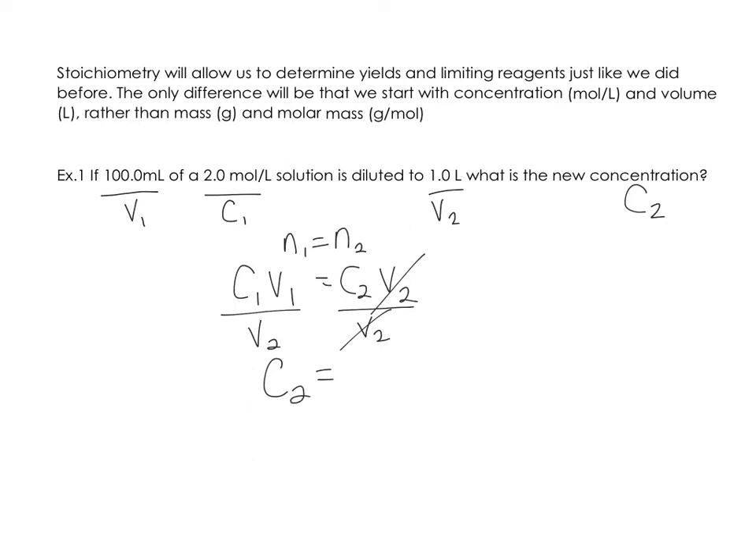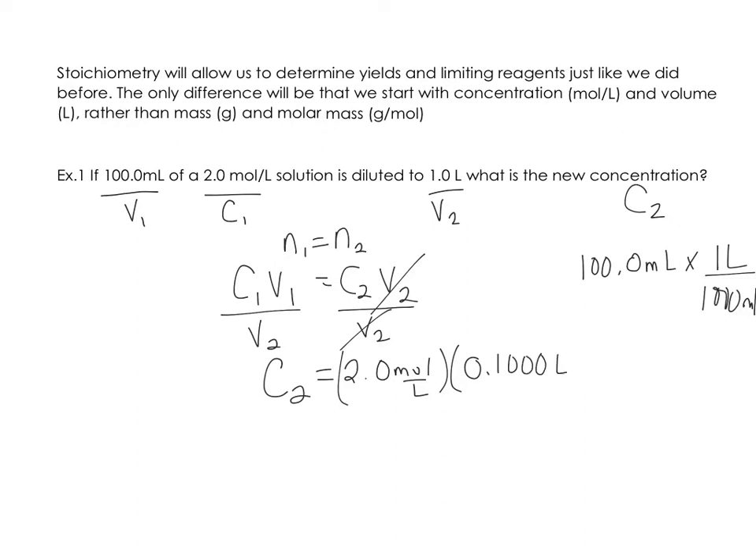So first concentration is 2. Now we have 100 milliliters. So you have to convert that to liters first. And there is 1,000 milliliters per liter. So we're going to times this by 0.1 liter divided by 1 liter.